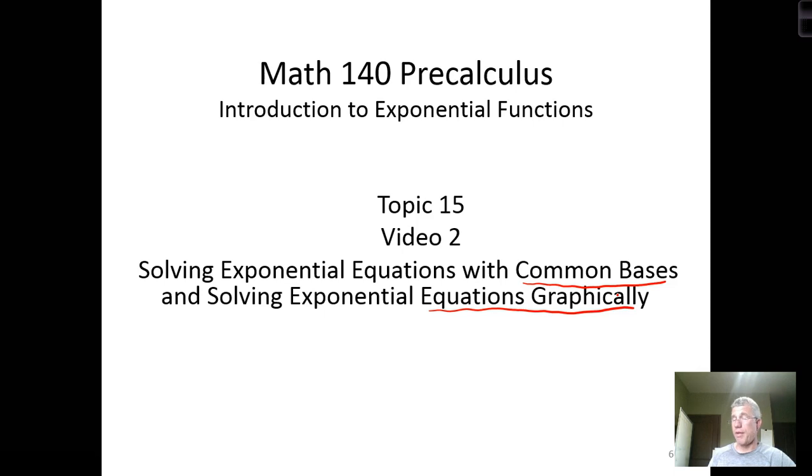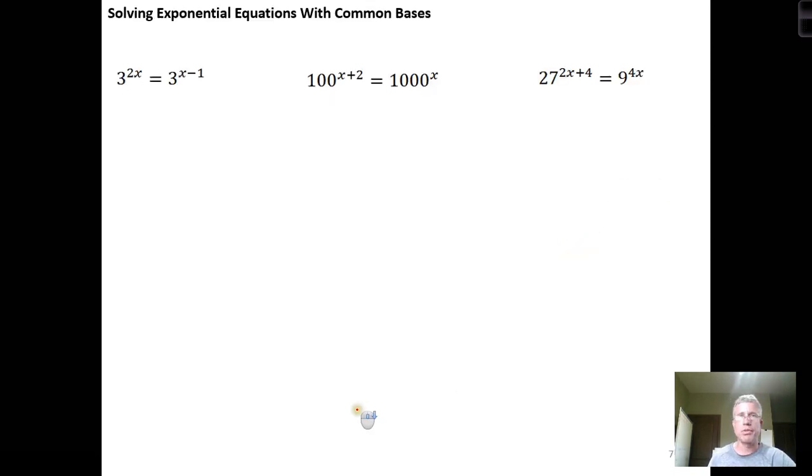We don't have the tools that we need to solve exponential equations via manipulation yet. To do so requires the development of logarithms, and that's a future topic. So for now, we're only going to be looking at two ways to solve the equations. One is going to be a kind of contrived setting where bases match, and the other way is going to be graphical solutions.